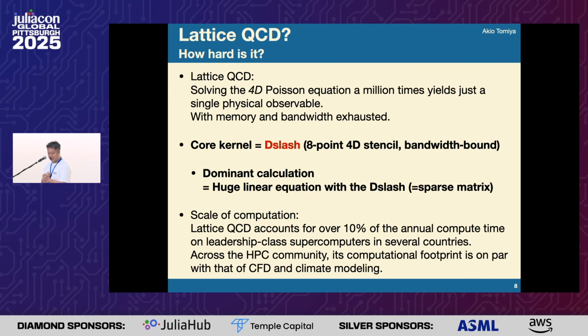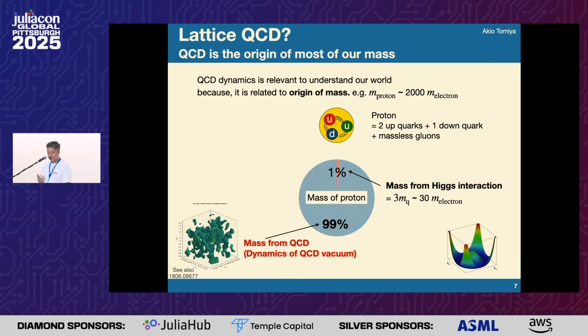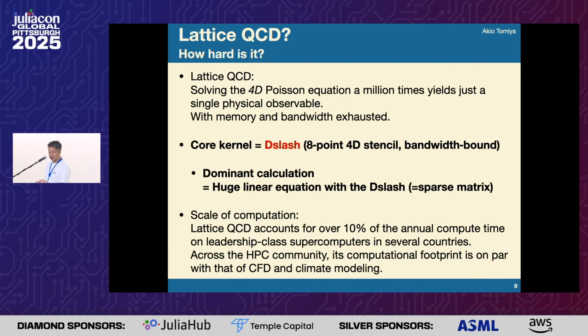And QCD, actually, we cannot solve by hand, so we have to use numerical simulation. To calculate QCD, we have to solve the 4-dimensional Poisson equation a million times to get one physical observable. So that is very hard. And the core kernel of QCD is the so-called D slash. This is a 4D stencil, bandwidth bound. And the dominant part of the calculation is a huge linear equation with D slash. D slash is just a huge sparse matrix. We have to solve a linear equation many times.